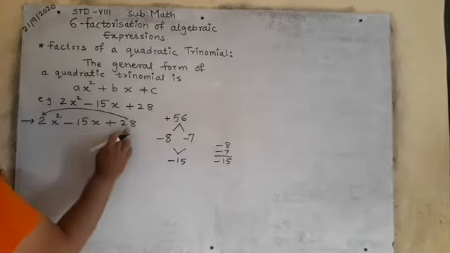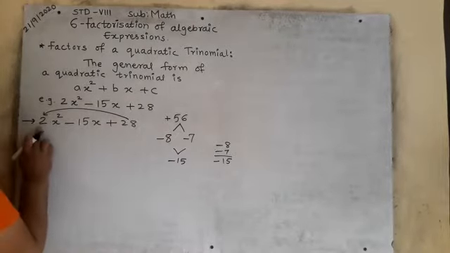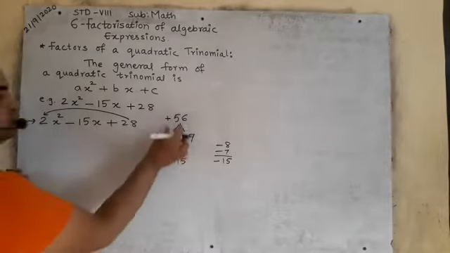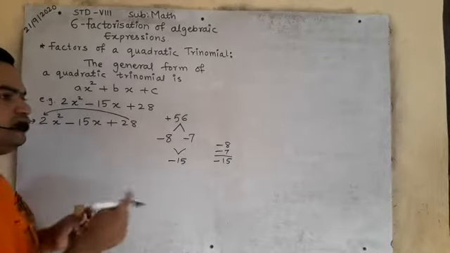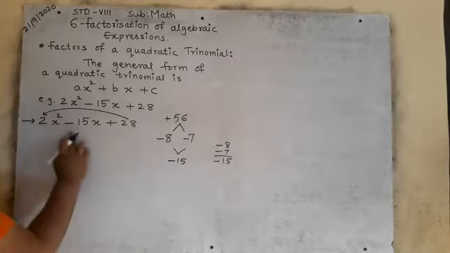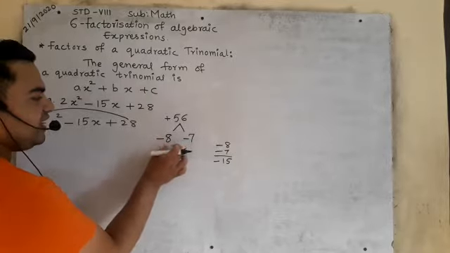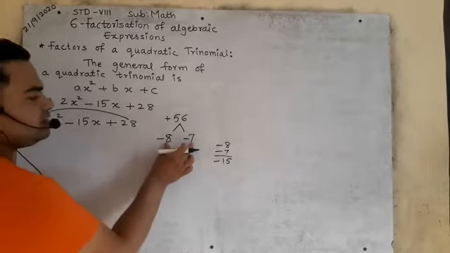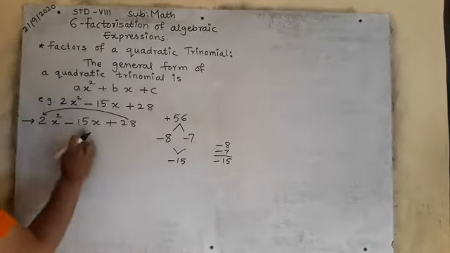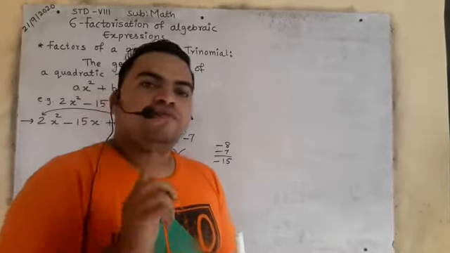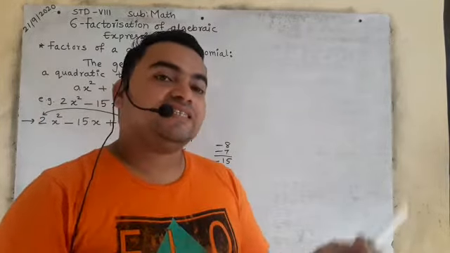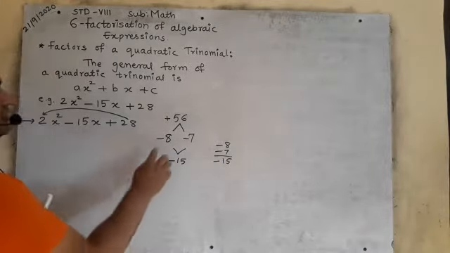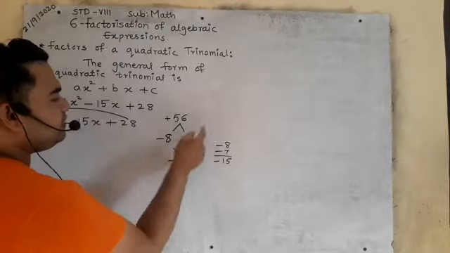I repeat, first you will multiply the constant term by the coefficient of the square term. 28 twos are 56. Now we have to find the factors of 56 whose sum should be the middle term. Factors of 56: 8 sevens are 56, minus 8 minus 7 will be minus 15. So the sum of the factors should be equal to the middle term. Is it clear? We have to find the factors of 56 whose sum, whose addition, should equal the middle term. Is it clear? So it is 8 sevens are 56, minus 8 multiplied by minus 7.